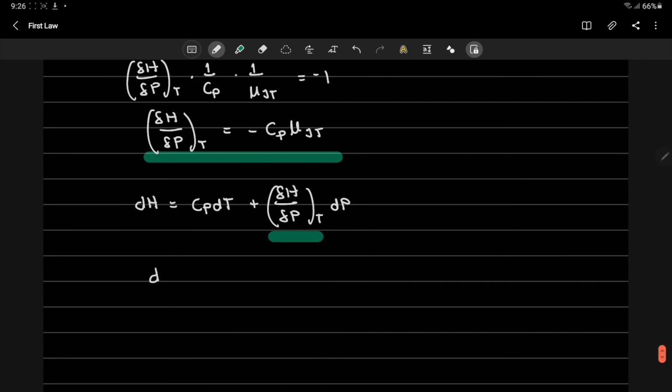So therefore, dH is equal to Cp dT plus yung nakuha natin. So this is actually negative. So it should be minus. Okay, this one. Minus Cp times the Joule-Thomson coefficient dP. So now, ang nangyayari is kompleto na yung ating equation for the change in enthalpy for any gas, whether perfect or not.